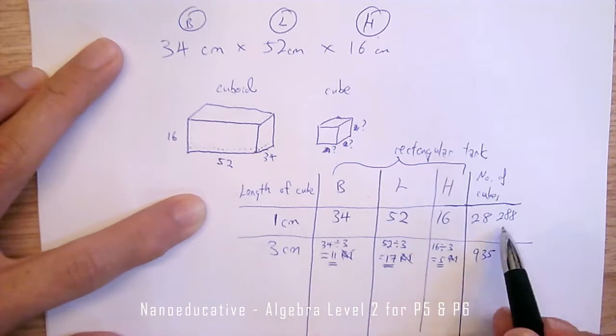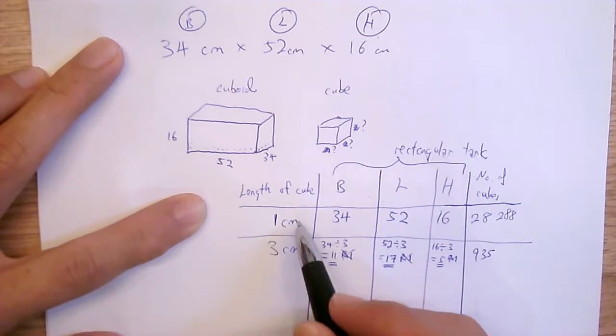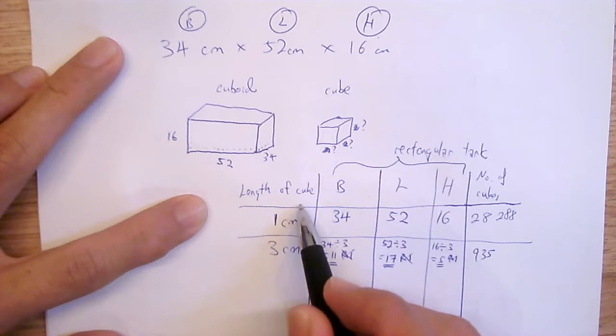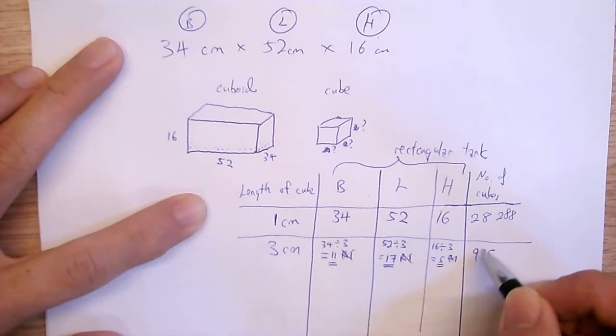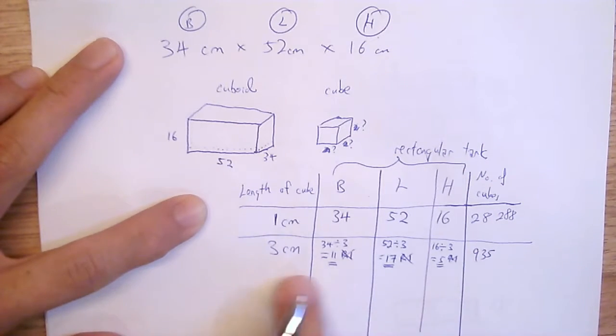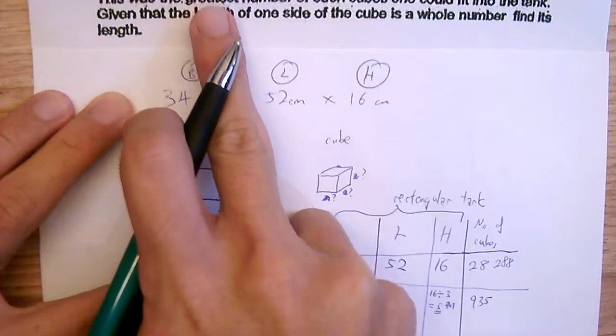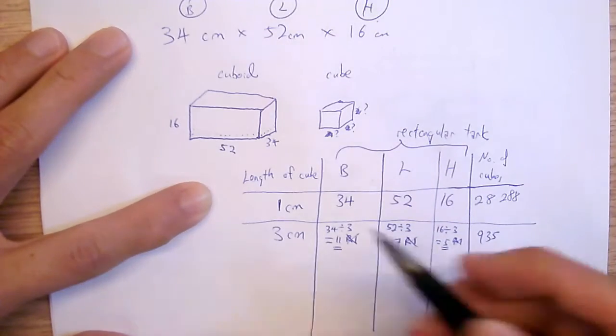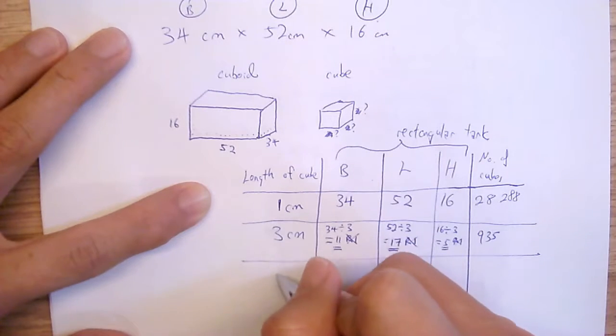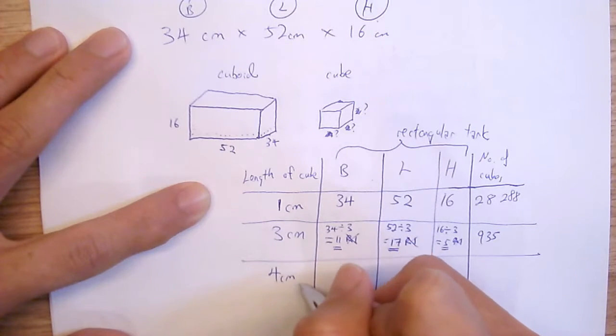Notice the jump is very drastic. You just triple your length of cube, from 1 to 3, and your number of cubes decreases very drastically. So actually we are quite close already. They're looking for 56, and right now we went from 28,000 to 935. Okay, let's move on. To be safe, we try 4 cm. Okay, now using the same logic.